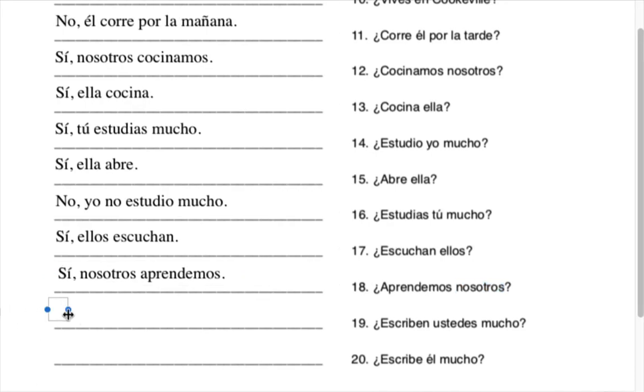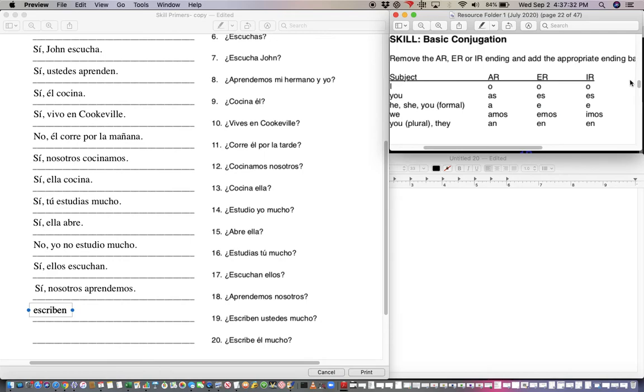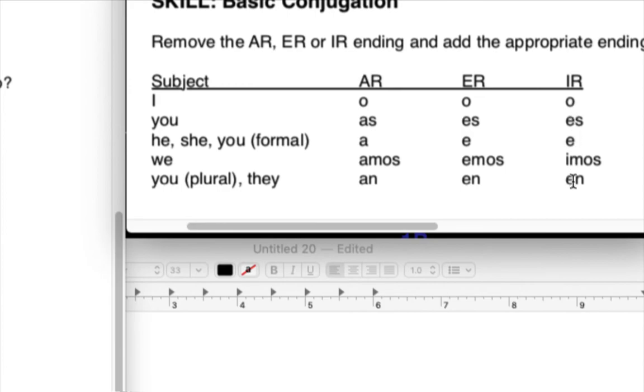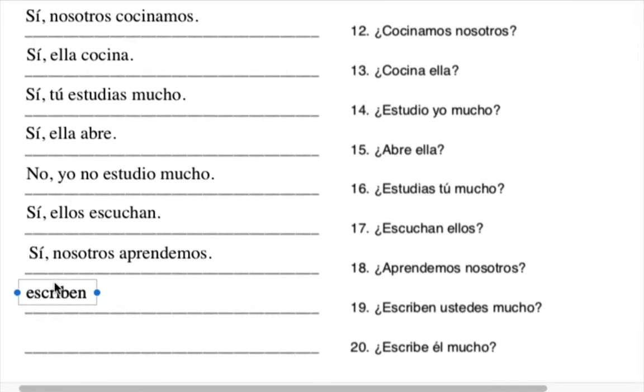Number 19. This one's asking, do you all write a lot? We know it's you all because we see the word ustedes, plus you see escribir was taken, the IR was taken off and we put EN on it. So IR verb, EN was our ending. It could be do you all write or do they write? How do we know it's you all? The word ustedes is in the sentence. So do you all write a lot? Yes, we write a lot.